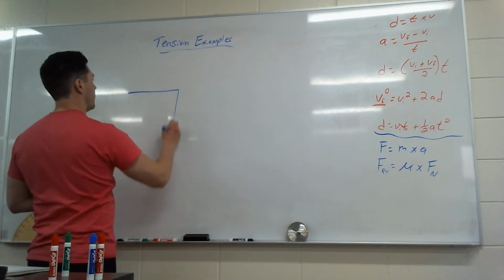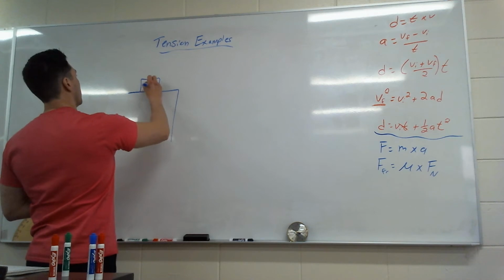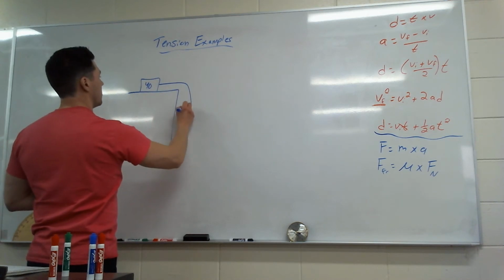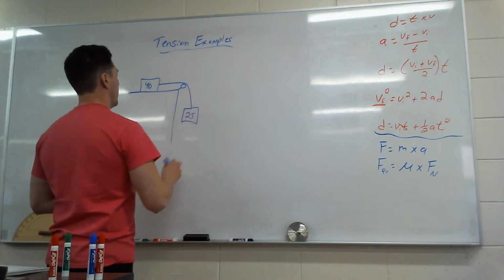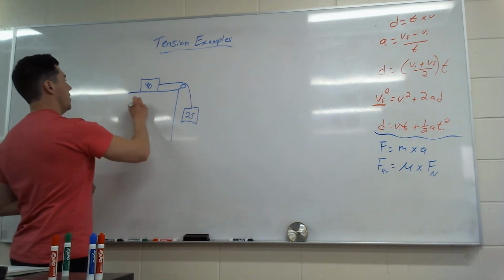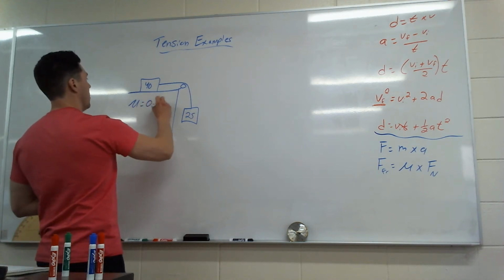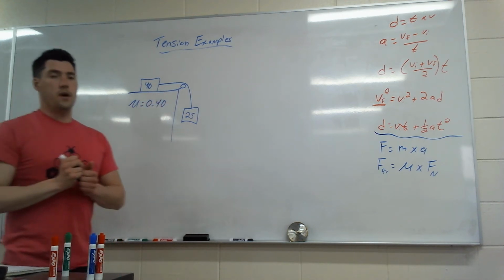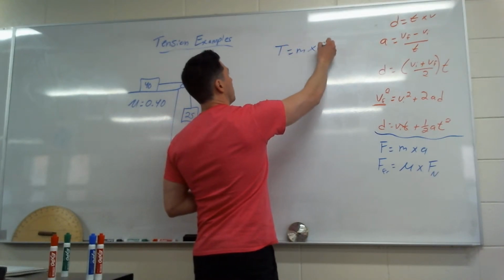We have a mass of 40 here. We have this mass of 25, a little pulley here. All right, and so let's see what happens. We have a mu of 0.40. All right, so let's figure out what I need. Again, tension here is going to be mass times acceleration.